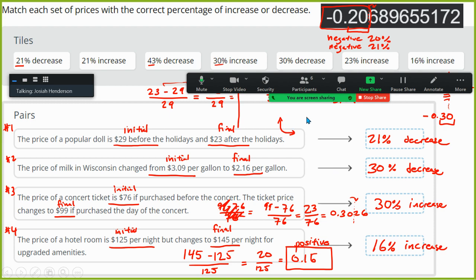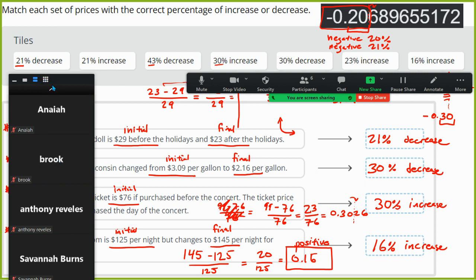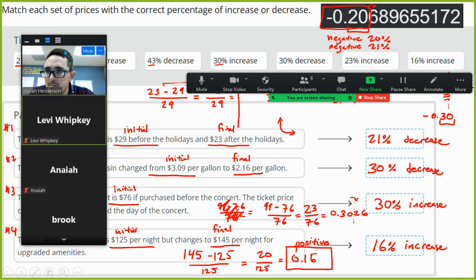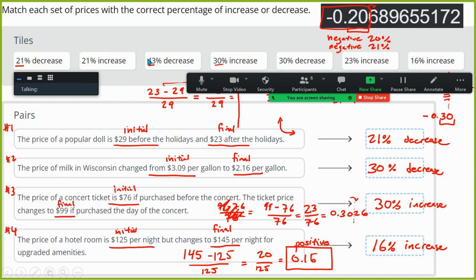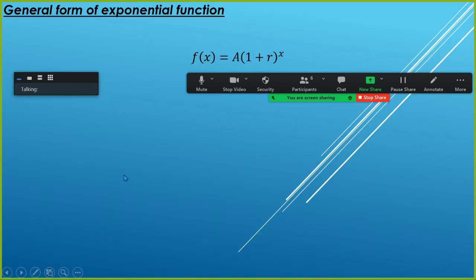Okay, so let's see what we've got next. Are there any questions right now on these 4 problems or on percent change? No. Okay.